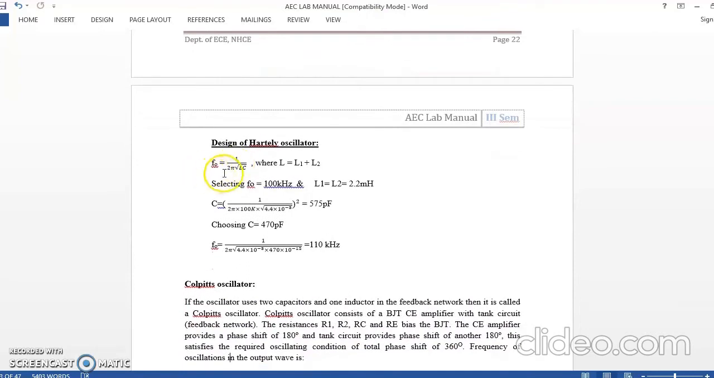Design of Hartley oscillator. F0 is equal to 1 upon 2 pi under root LC, where L is equal to L1 plus L2. Selecting F0 equals to 100 kHz and L1 equal to L2, which is equal to 2.2 millihenries. So substituting the value, we get the value of C as 575 picofarads. Choosing C equal to 470 picofarads, F0 is equal to 110 kilohertz. Now this frequency can be verified by observing oscillations and calculating its frequency in CRO.